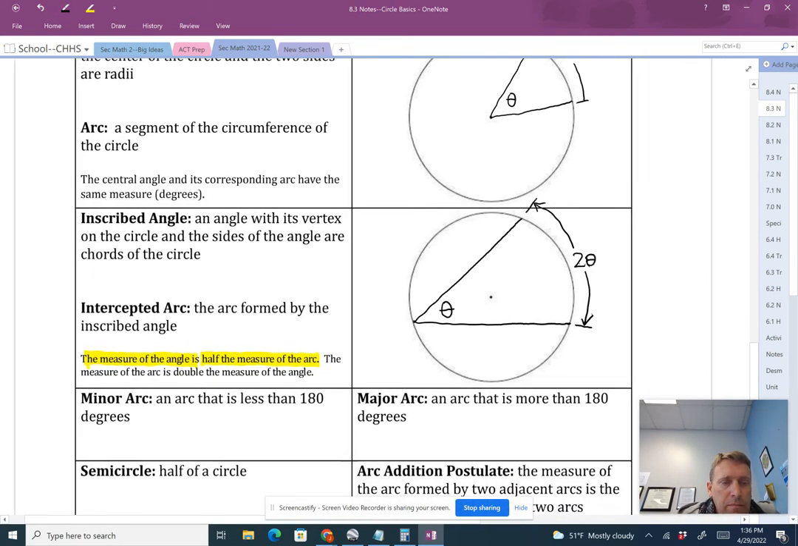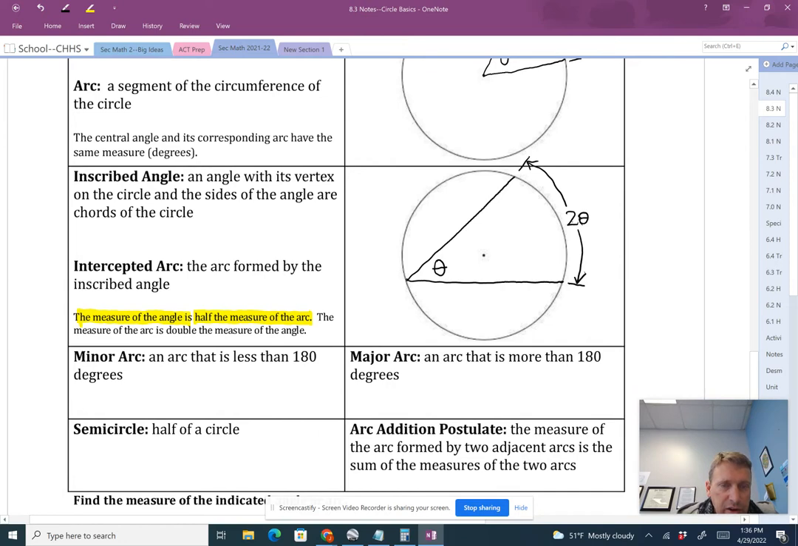All right, and then we've got the minor arc, which is an arc that is less than 180 degrees. So the arc that I showed above would be considered a minor arc because it's less than 180 degrees. But if I go all the way around here, that would be considered a major arc because that's an arc that is more than 180 degrees. So if it's more than half of a circle, and half a circle, by the way, is called a semicircle, then it would be considered a major arc. If it's less than a semicircle, then it would be a minor arc.